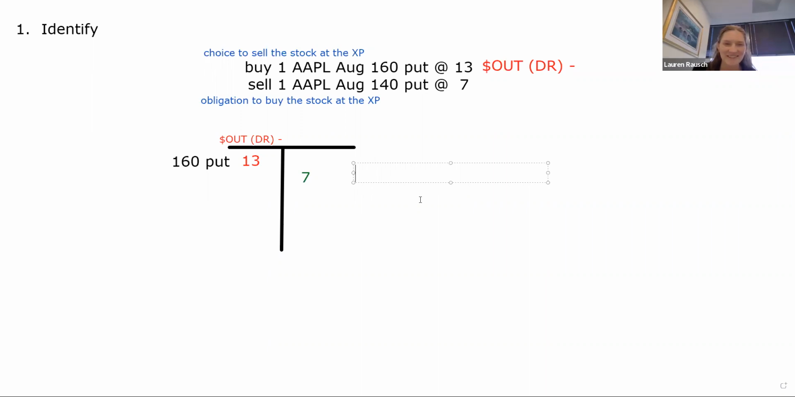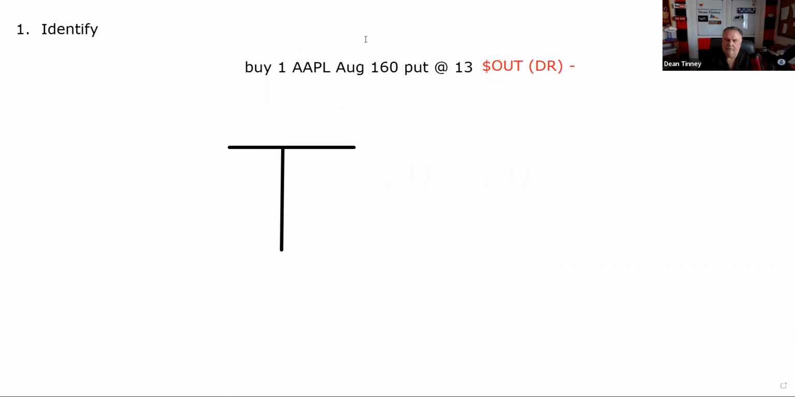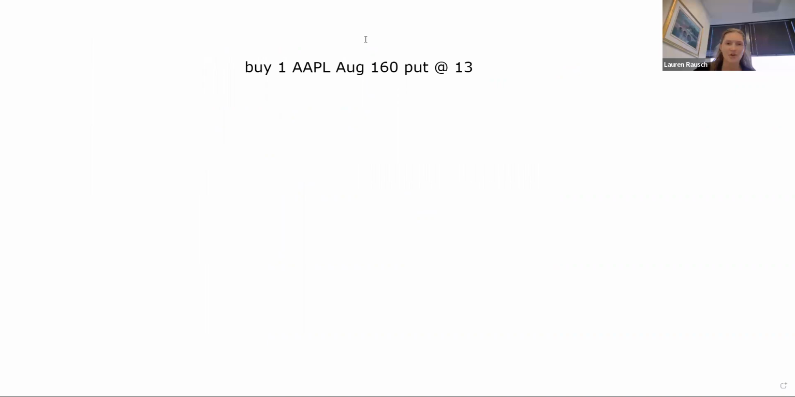So puts are the ones that are messy. Let's go back to the basics. That is a basic option position. We have the obligation to sell. Or sorry, the right. The right, the choice. Puts are always the ones that mess up.